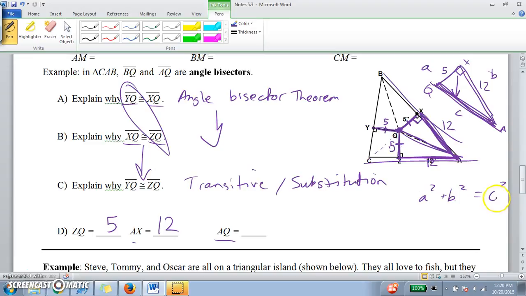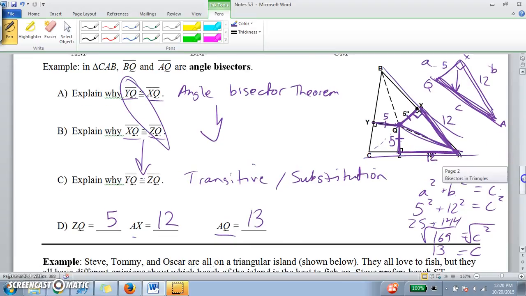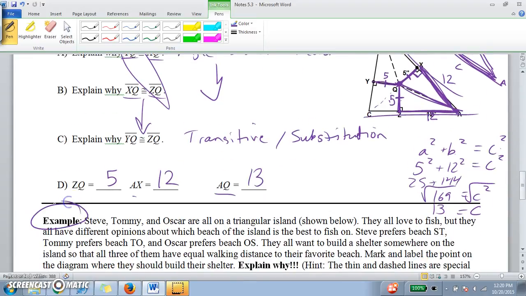So we say that A squared plus B squared equals C squared. 5 squared for A, B squared was 12 squared because B is 12. C we're trying to find. So if I add up these 25 and 144, I get 169. Take the square root of C squared to just turn it into just C, and then the square root of 169 would be 13 here. This part down here is just extra credit in class, so that's it.